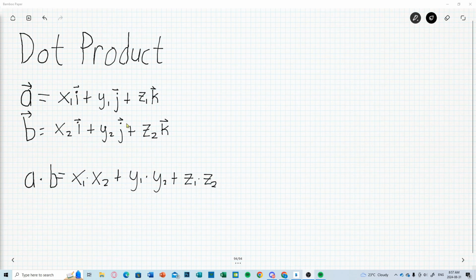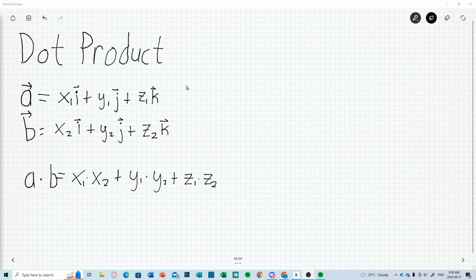To find the dot product between A dot B, we're going to multiply our two x variables together, multiply our two y's together, and multiply our two z's together, and add them all up, and we'll have our dot product answer.